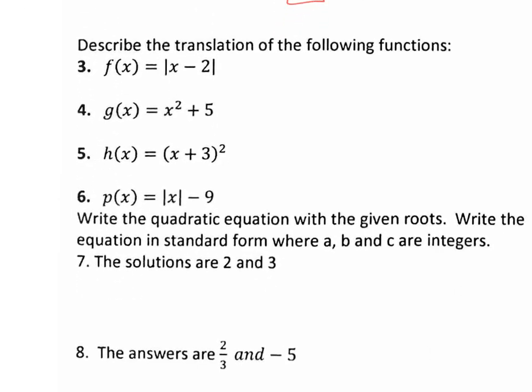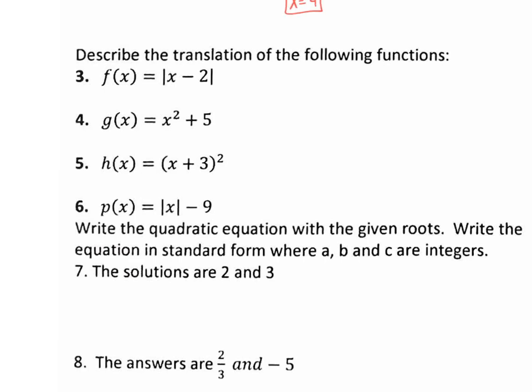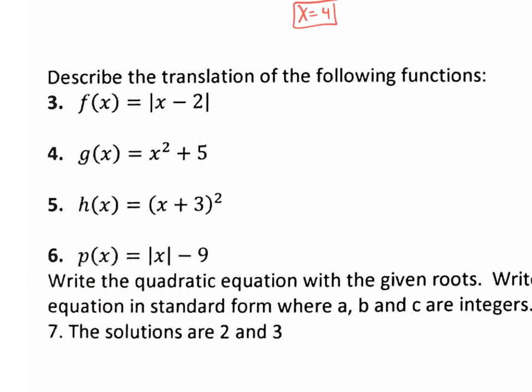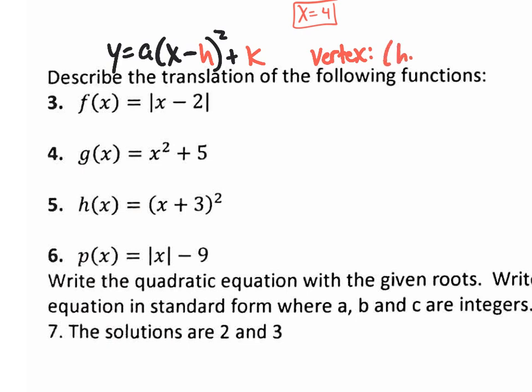Let's move on to describing the translation of the following functions. So in order to remember or to understand how to describe translations, we need to remember any type of absolute value function or vertex form. I think vertex form might be the easiest to remember. What was vertex form? It was y equals a(x minus h) squared plus k. Let me actually put the k in red also. We call this vertex form because your vertex is your coordinate h and k.